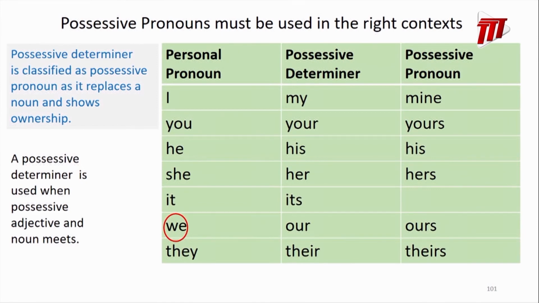Our teacher. Let's go through the list of possessive pronouns. Possessive pronouns must be used in the right context, right? Possessive determiner is classified as possessive pronoun as it replaces nouns and shows ownership, right? Let's look at our pronouns. We know our personal pronouns. They're quite easy: I, you, he, she, it, we, they. Possessive determiner: my, your, his, her, its, our, their. Possessive pronoun: mine, yours, his, hers, ours, theirs.